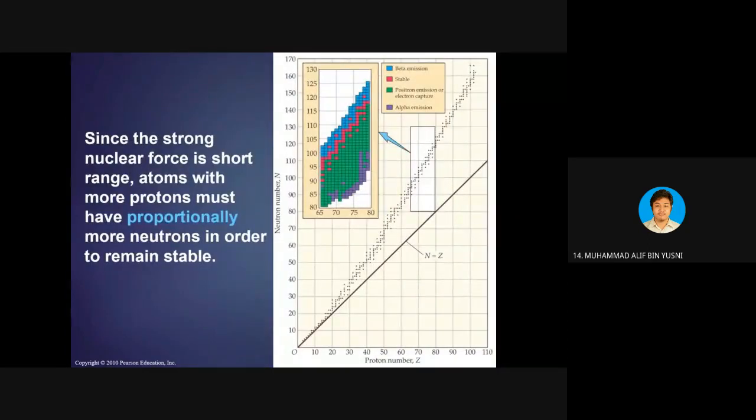Okay, since the strong nuclear force is short range, atoms with more protons must have proportionally more neutrons in order to remain stable. Bear in mind that the strong nuclear force does not act on electrons. Alright, in this diagram of neutron number N versus proton number Z, the stable nuclei with proton numbers less than 104 are indicated by small red dots. You can see the red dots there. Notice that large nuclei have significantly more neutrons N than protons. The inset shows unstable nuclei and their decay modes for proton numbers between 65 and 80.